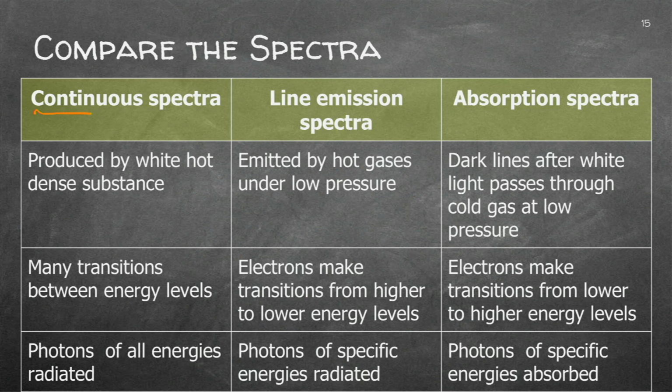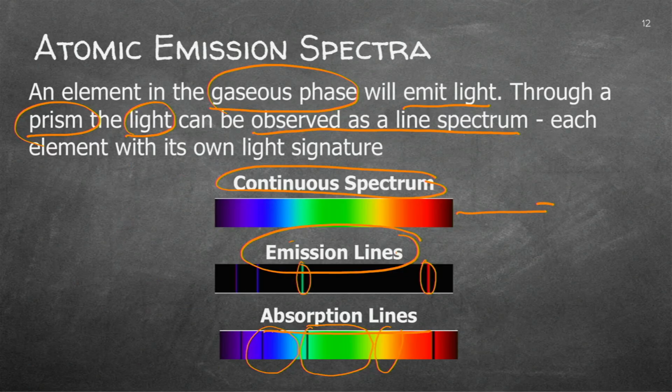I've got the continuous spectra. It's produced when white light, and it has to be hot, goes through, you know now, a prism or a diffraction spectra. There's many transitions between the energy levels, and the photons of all the energies will be radiated. That is the continuous one. Let's just have a look at the picture again. This is the continuous one.